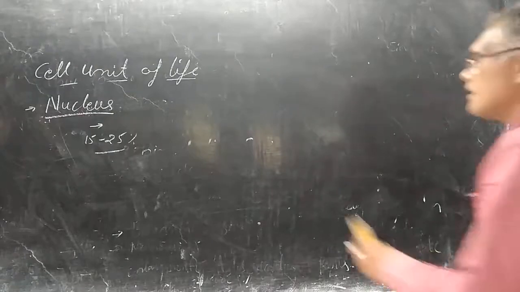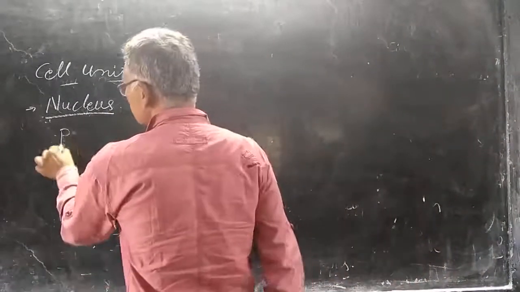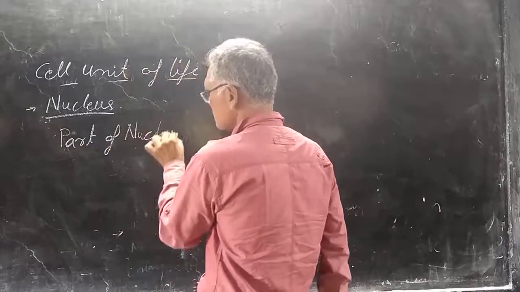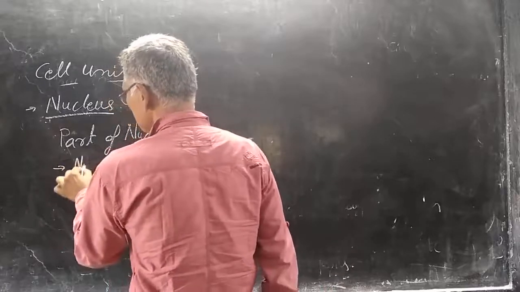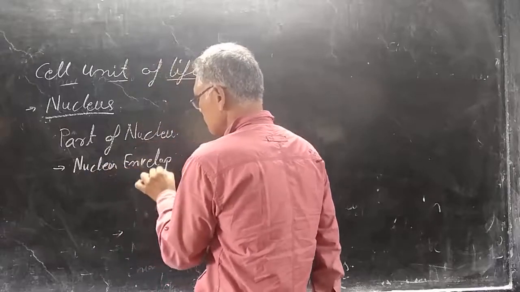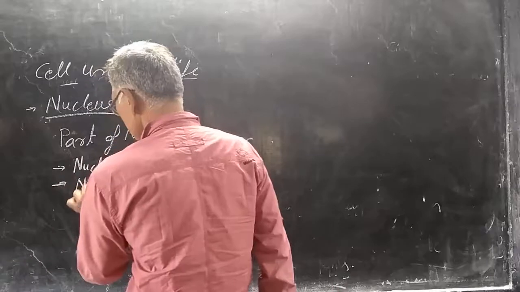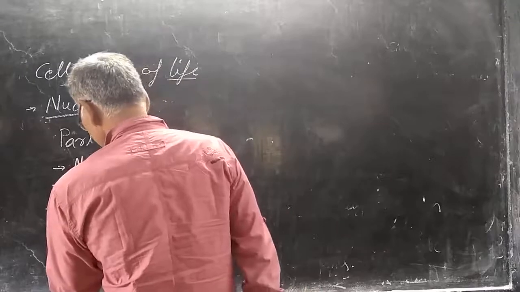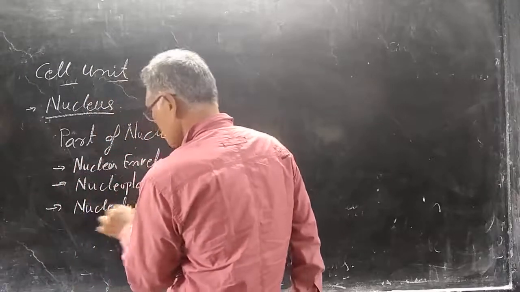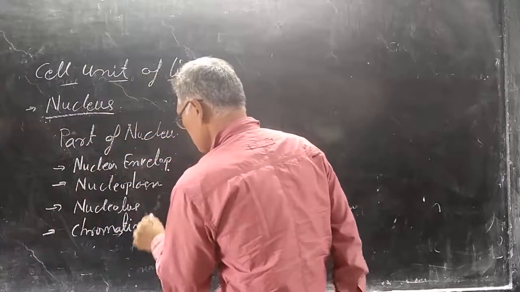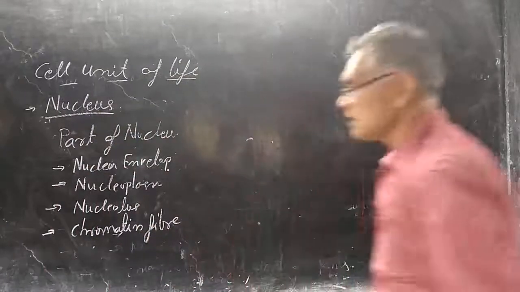न्यूक्लियस having following parts. The parts of the nucleus: first, the nuclear envelope. Second is the nucleoplasm. Third is the nucleolus. And fourth is the chromatin fiber. These are the four main parts present in the nucleus.